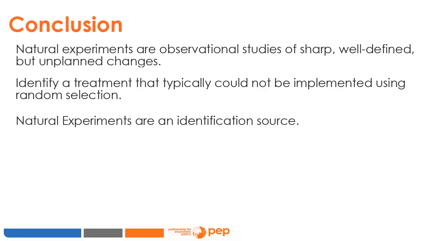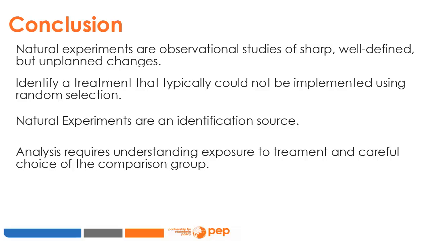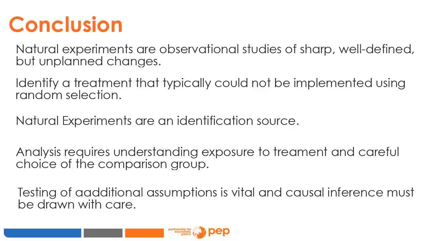using econometric tools. Natural experiments are more susceptible to bias and confounding. Their analysis requires a good understanding of the process determining exposure to the treatment and careful choice of the studied treatment and comparison groups. Special care is needed in the reporting and interpretation of evidence from natural experiment studies. Testing of additional assumptions is vital, and causal inferences must be drawn with care.